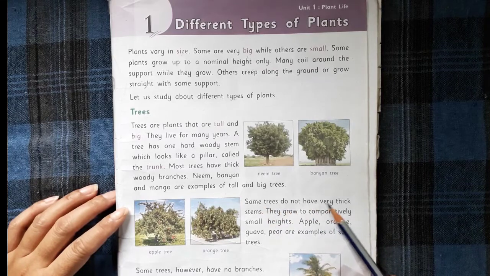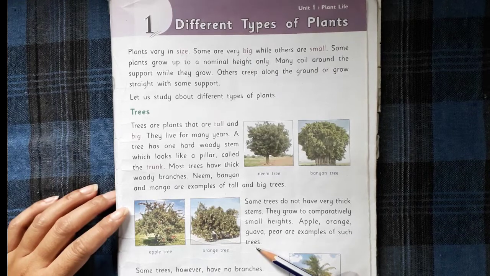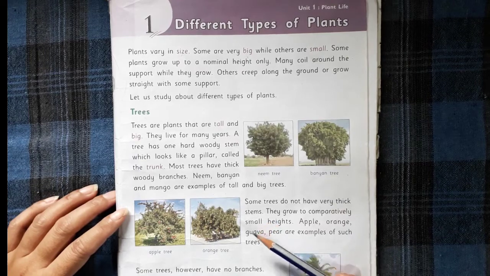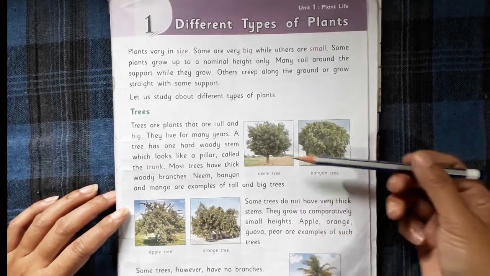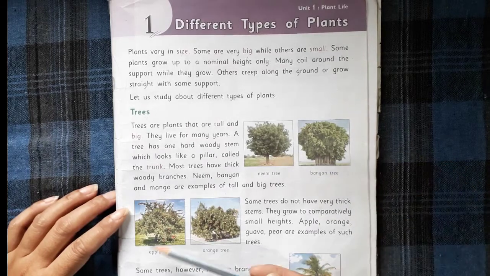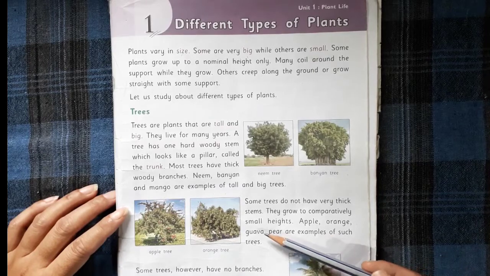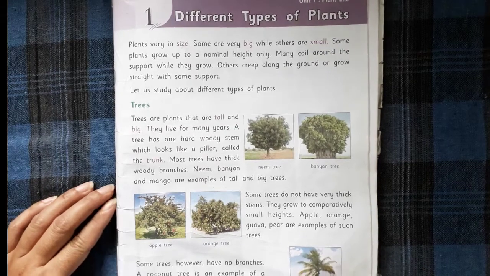Some trees do not have very thick stems. They grow to comparatively small heights. Apple, orange, guava, pear are examples of such trees. For example, apple, orange, plum tree, they don't have a thick trunk like this. They have a smaller one. You see this one. Okay, small trees.